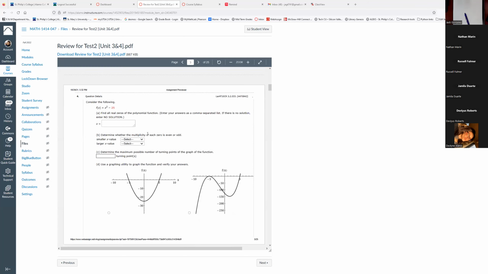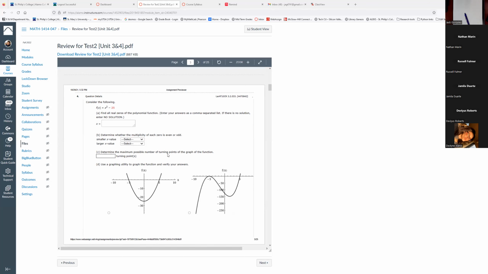Okay, number 4 is find all the real zeros of the polynomial. If there is no solution, enter no solution. All right. Determine the multiplicity. So that means we're going to have to factor everything. First step would be to factor, find the zeros, and then you talk about the multiplicity of each factor.